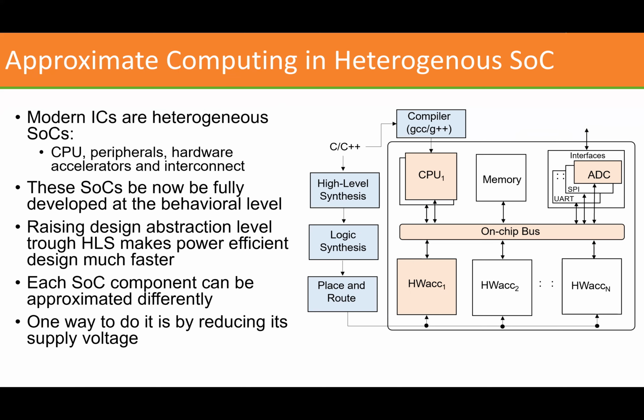And you can also run a portion of the application on the CPU by compiling it and passing the instructions into the instruction memory and the data to the data memory. And each SoC component can be approximated differently, and research work has gone into seeing how these different methodologies work on different modules. And one way to do it is by reducing the supply voltage, because if you reduce the supply voltage, it will consume less power, but at the same time, it will induce delay, which will eventually induce error.